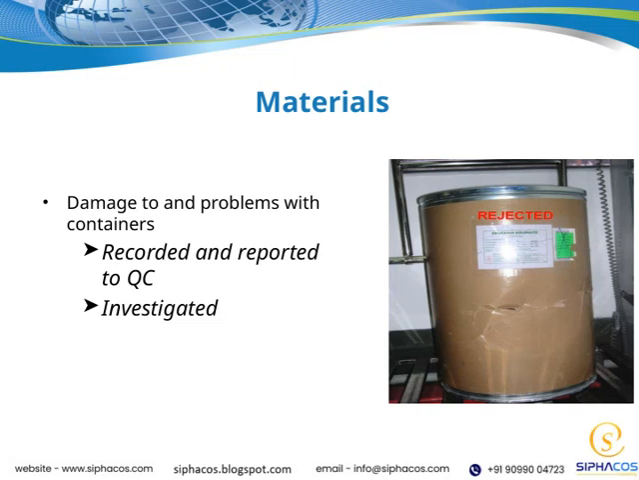Let's talk about how we handle damage to and problems with containers. When issues are identified, we make sure they are recorded and reported to our quality control team promptly. This step is crucial because it helps us track and address any recurring problems. After reporting, an investigation is carried out to understand the root cause of the damage or issue. This way, we can determine whether it's a materials-related problem or something else in the process.